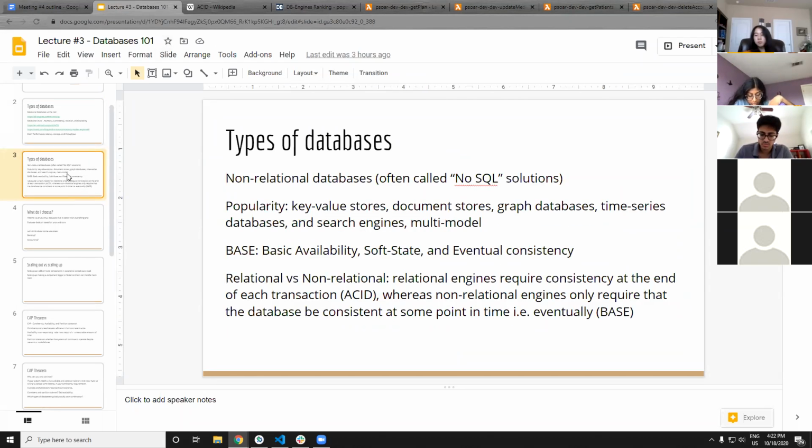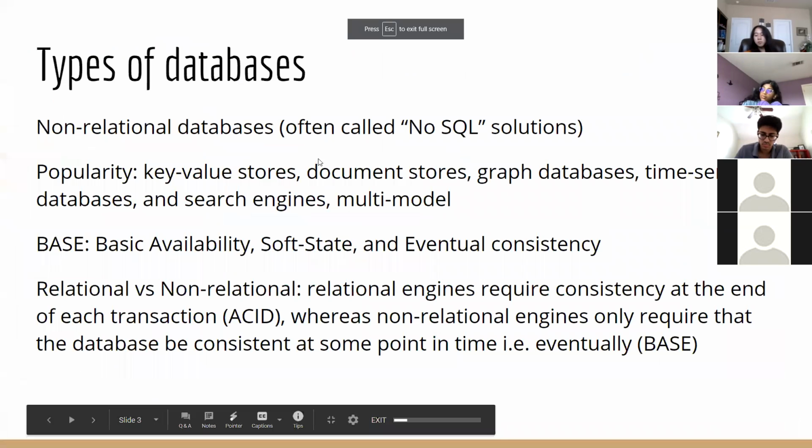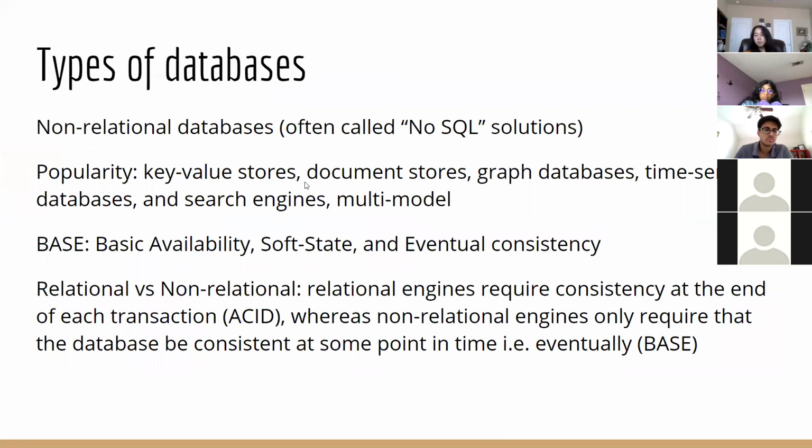Non-relational databases are also called NoSQL solutions. Some popular ones are key value stores, which is DynamoDB, along with document stores, graph databases, time series databases, search engines, and multi-model. There's plenty of those. They're actually listed out in popularity order in here. The most popular ones are key value and document, and the least popular ones are search engines.